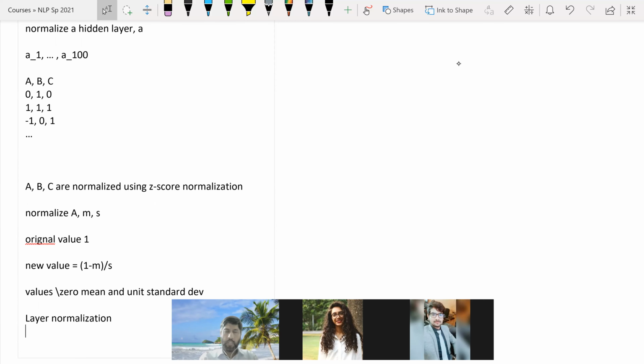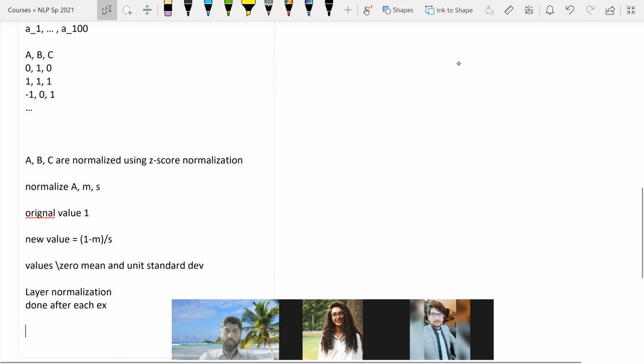So this normalization is done after each example, not after seeing a batch. Let's say after each example, you have a value A, just one A, not 100 A's. And of course, A is a vector. Let's say it's a vector of size 3, because there are only 3 hidden units, for example 1, 0, 1. So it would normalize only this vector separately without looking at any other vector.